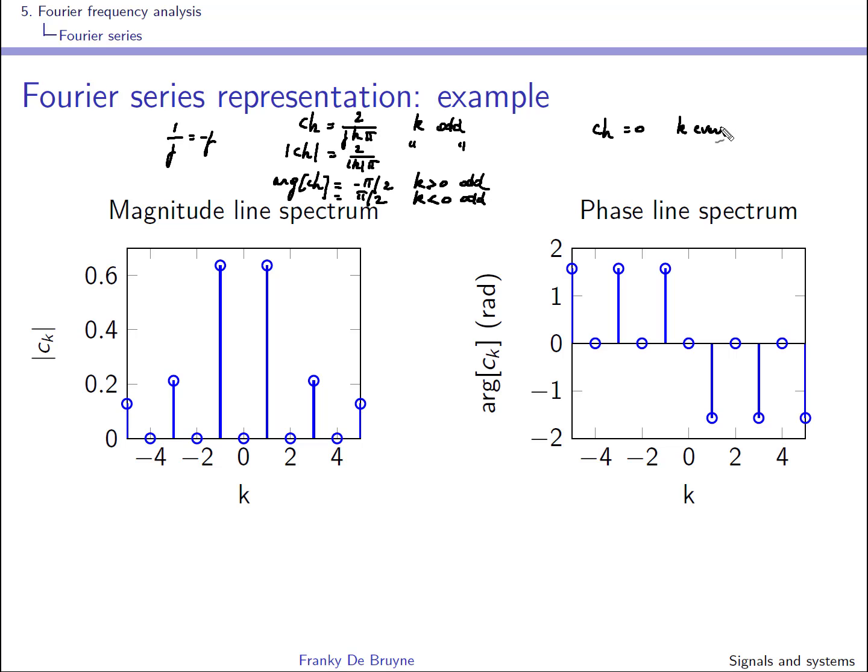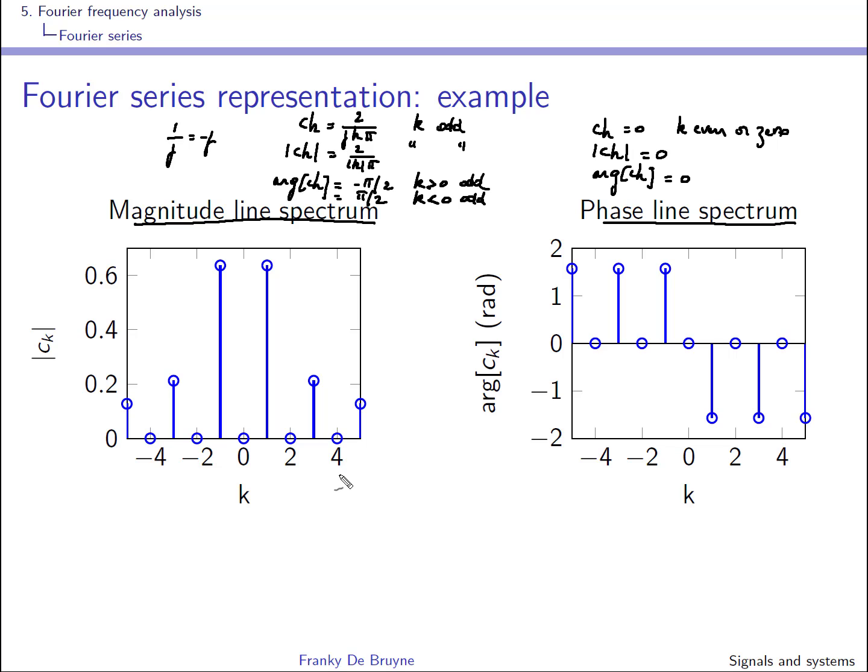And here it's k even or 0, right? So here it's nice and easy. The modulus of ck is 0, and the argument of ck is 0 as well. And this is precisely what you see in the magnitude and phase line spectra.